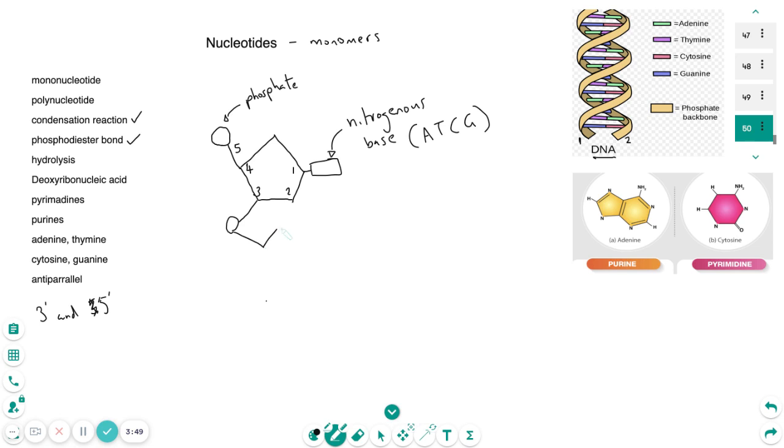All right, so there's our 1, 2, 3, 4, and 5. So you can see here, carbon 3 and carbon 5 are bonded together. And you're going to do a much better job than I am at drawing these. That's wrong.